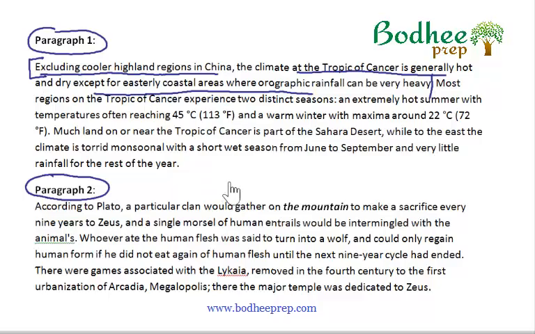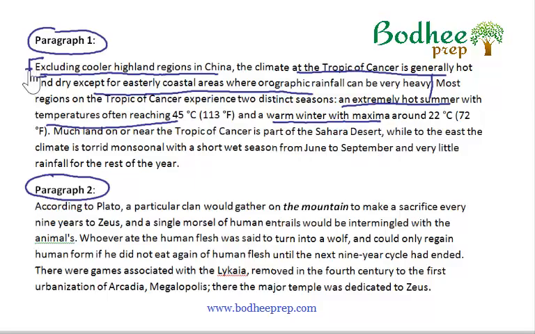Excluding cooler highland regions in China, the climate at the Tropic of Cancer is generally hot and dry, except for easterly coastal areas where orographic rainfall can be very heavy. Most regions on the Tropic of Cancer experience two distinct seasons: an extremely hot summer with temperatures often reaching 45 degrees Celsius, and a warm winter with maxima around 22 degrees Celsius. Much land on or near the Tropic of Cancer is part of the Sahara Desert, and so on and so forth.